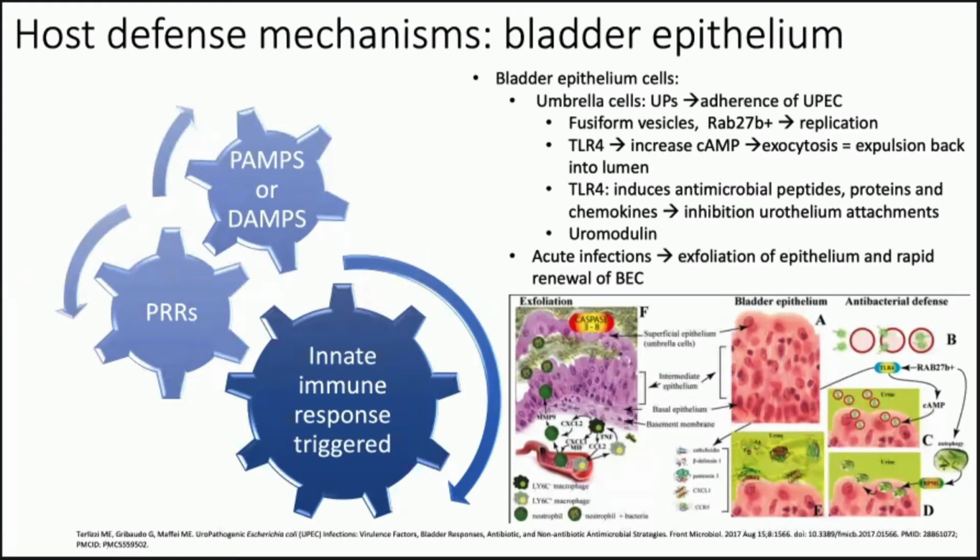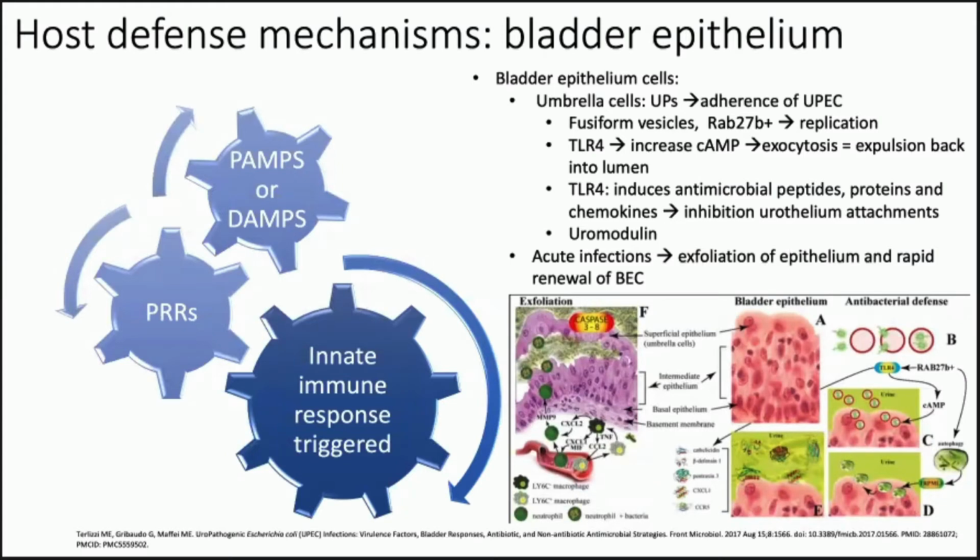So toll-like receptor 4 belongs in the family of pattern recognition receptors, or PRRs, and they will recognize PAMPs. This represents kind of the first line of defense against the infection. Toll-like receptor 4 will increase intracellular cyclic AMP levels, and that triggers the exocytosis of the fusiform vesicles, like RAB27B+, that we can see here, which harbors UPEC. This leads to the intracellular bacterial expulsion back into the bladder lumen.